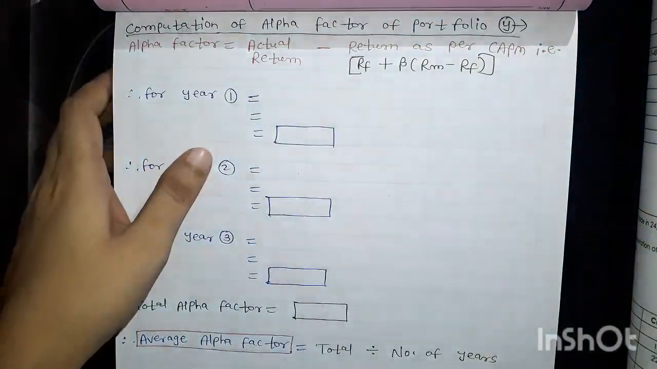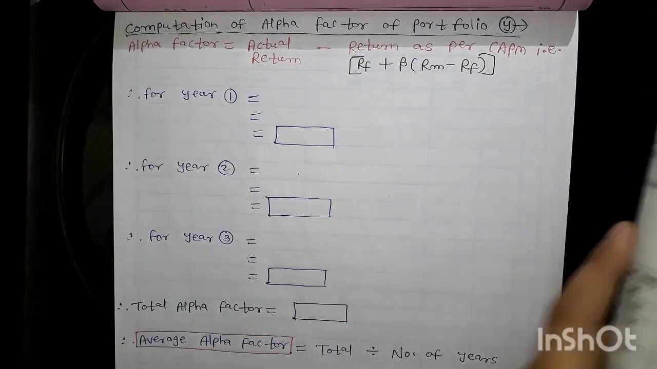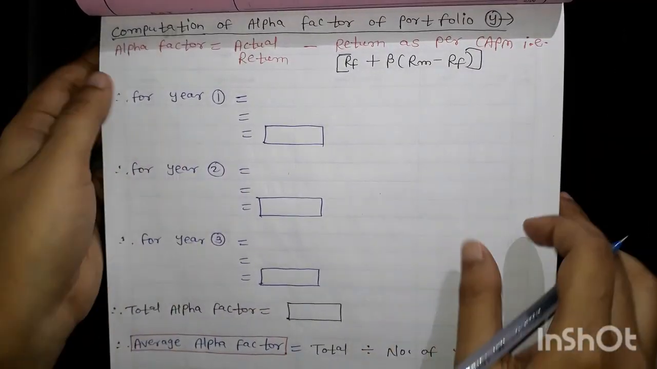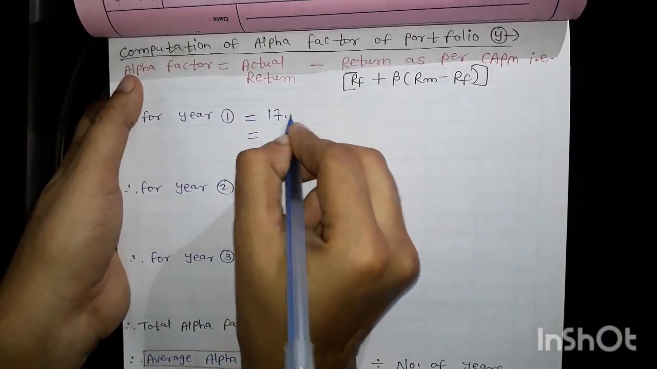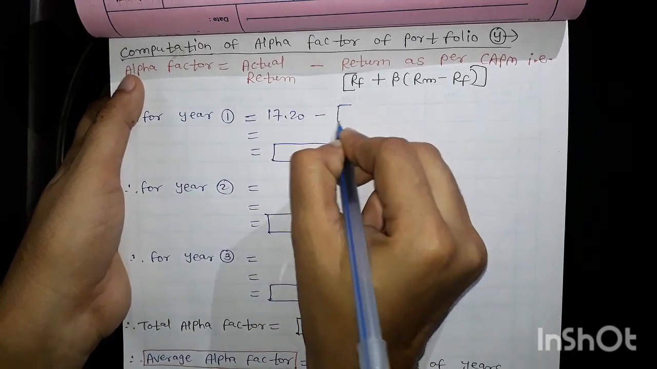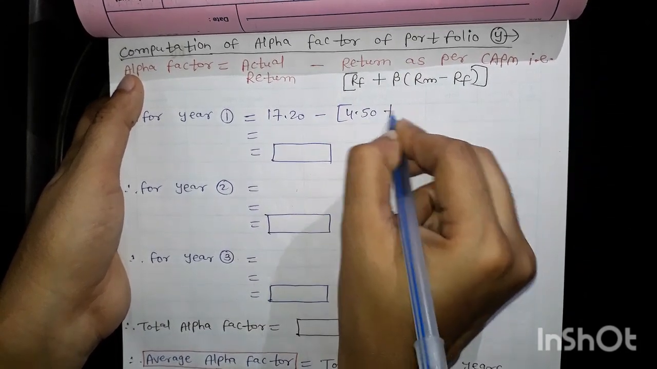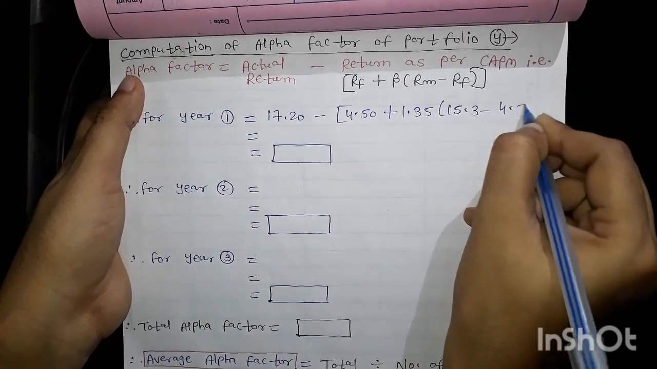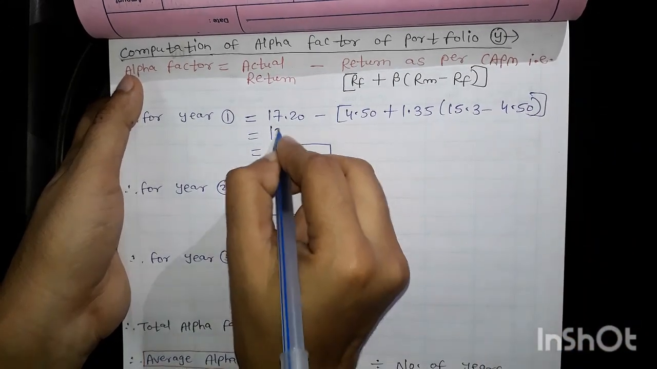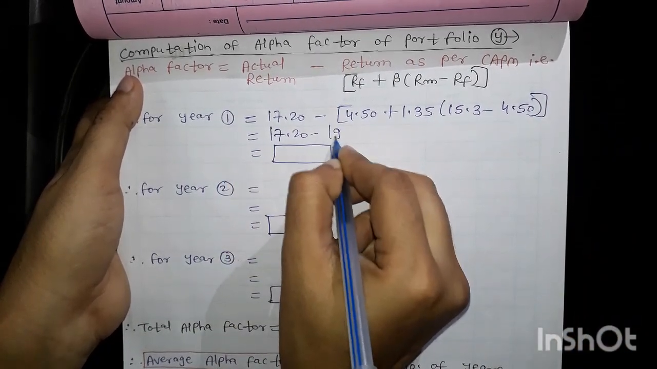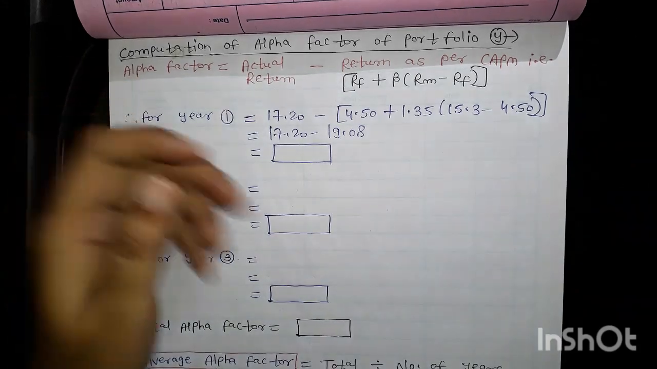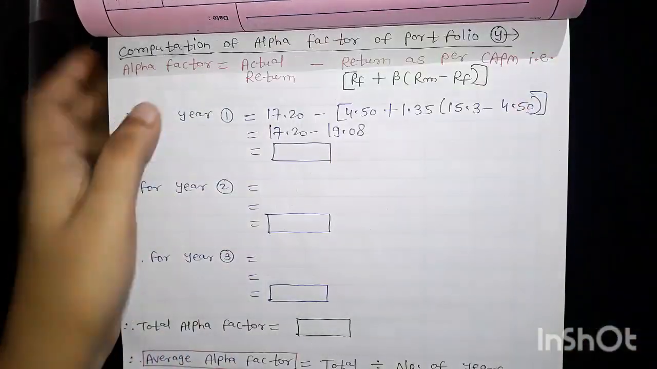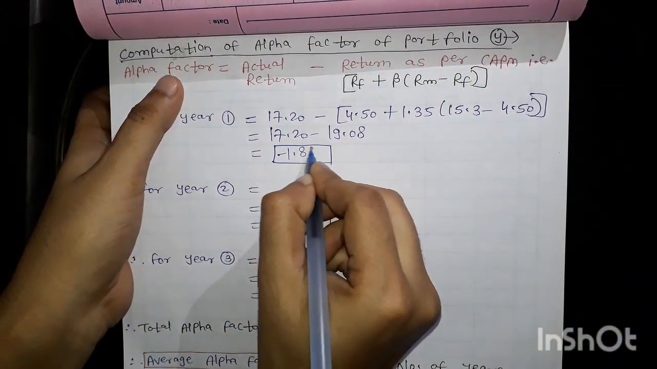In the same way, now I will calculate for Y. Now actual returns are given, this is Y and this is for the second and third year. Like that I will use it now. So 17.20 minus RF 4.50 plus beta 1.35, RM 15.3 minus RF 4.50. So 17.20 minus 19.08, I got minus 1.88%.